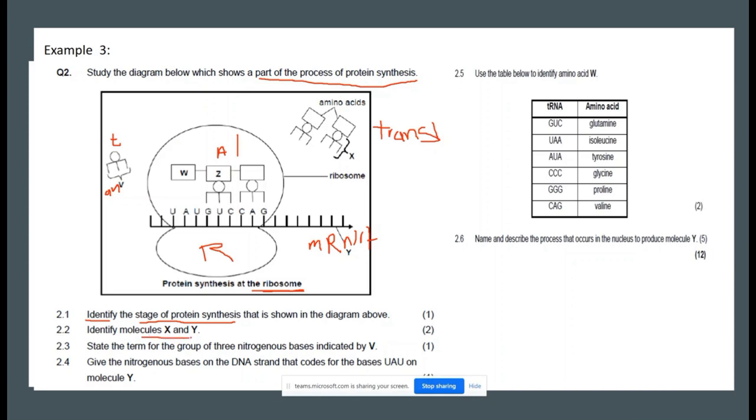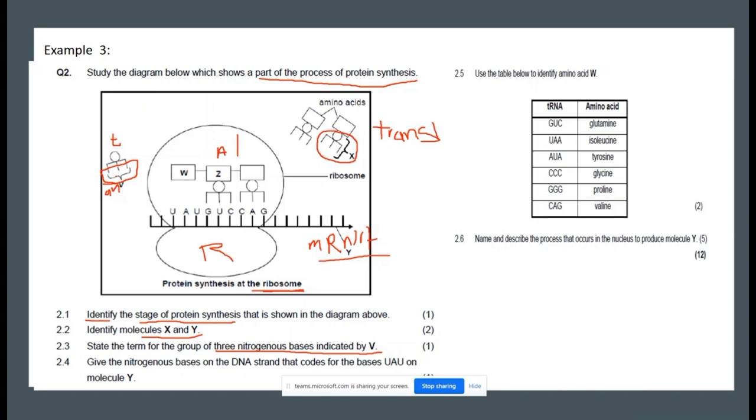Identify molecules X and Y. So now I go and look. Here I am picking it up. X is my, and where is Y? Let's just find Y. Oh yes, Y is my mRNA, and X is my tRNA. That structure there is my tRNA, and what does my tRNA pick up here at V? My anticodon. State the term for the group of three bases indicated by V, and it must be my anticodon, because my tRNA is associated with my anticodon.